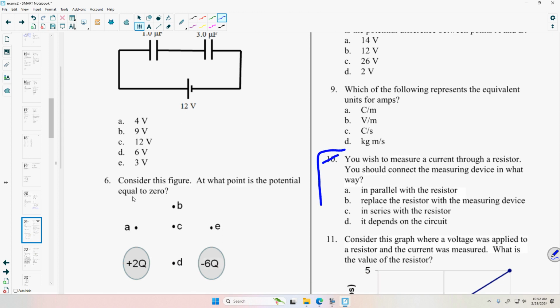This is one of those. You want to measure current through a resistor. You should hook up the measuring device in what way? If you want to measure current, you hook it up how? Series or parallel? Measuring current. Series, right? Ammeters are in series, so it's in series with the resistor.